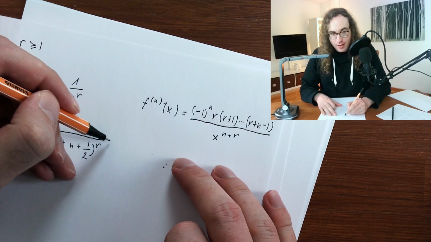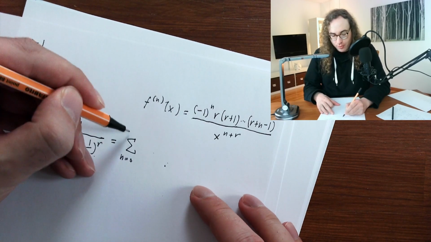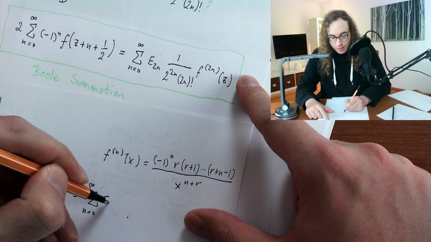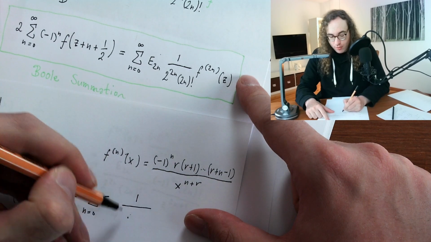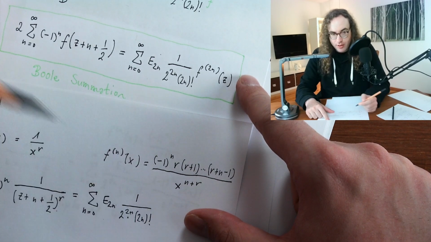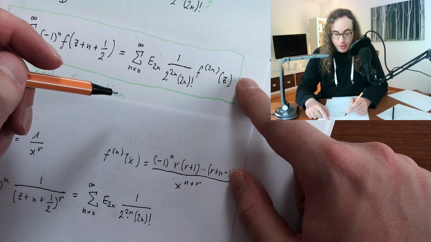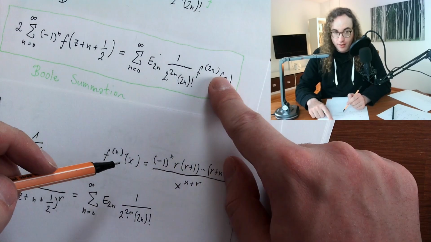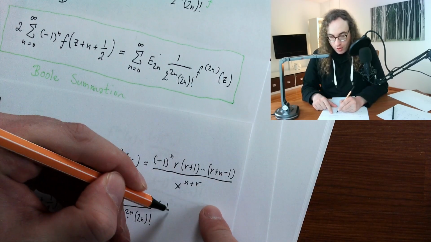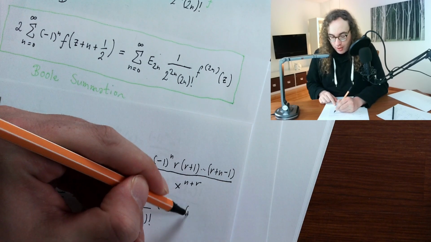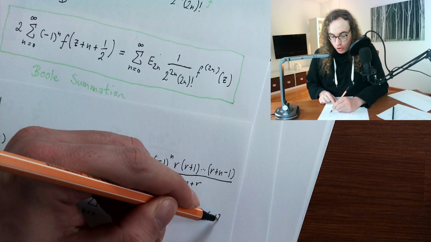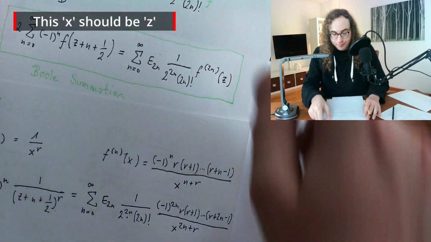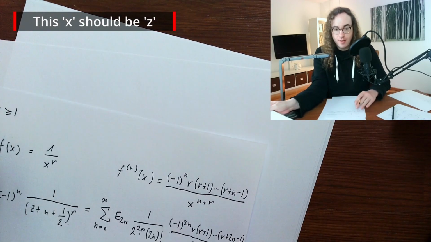Okay, and so on the right hand side we then get the sum from 0 to infinity. This is the Boole formula. So I get the even indexed Euler number, then 1 to the 2 to the 2n factorial, and then the nth derivative. And again, be very careful. I can use this formula now, but I have to remember that I have to plug in 2n for n here. So I get minus 1 to the 2n, then r times r plus 1 till r plus 2n minus 1 divided by x to the 2n plus r. There you go. This is our new formula.